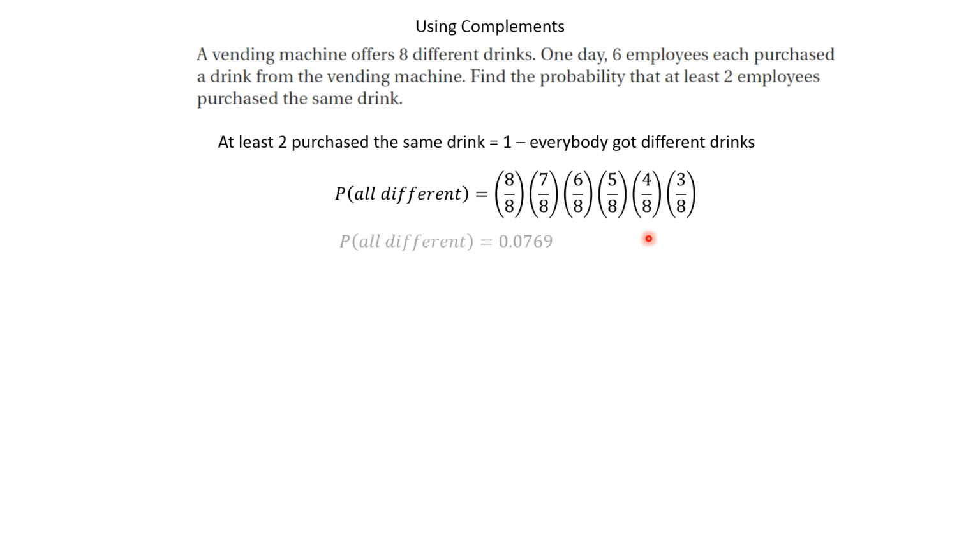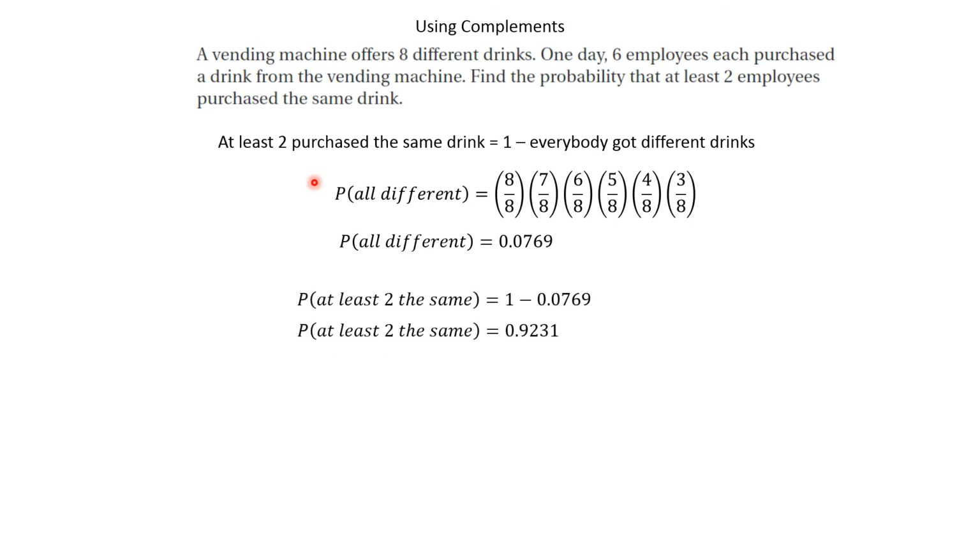So, we can multiply that together to get 0.0769, and then just go 1 minus that will be the probability that at least 2 people got the same drink. So 1 minus the 0.0769 is 0.9231, is the probability that at least 2 people got the same drink. This is, of course, assuming that it's completely random, they weren't watching each other, things like that. And so, that would be compound events.